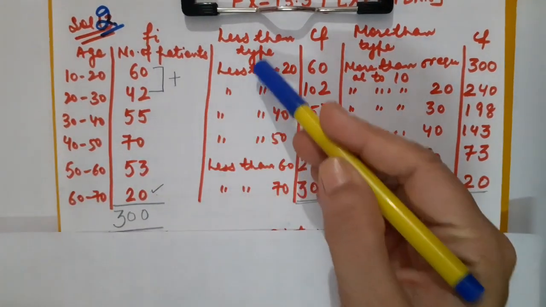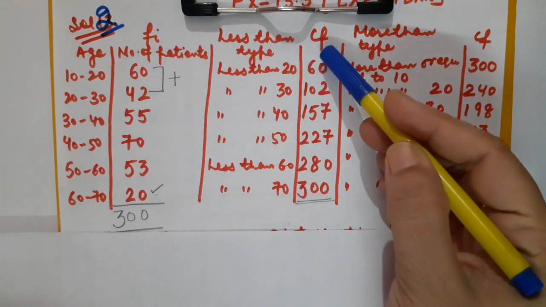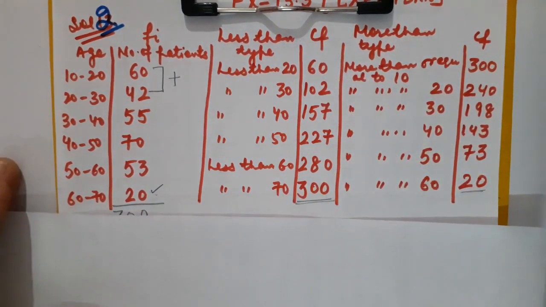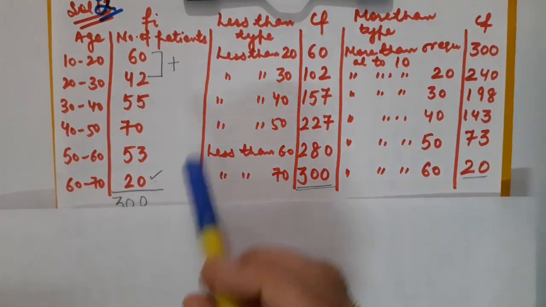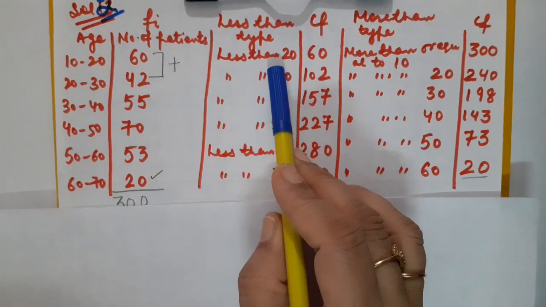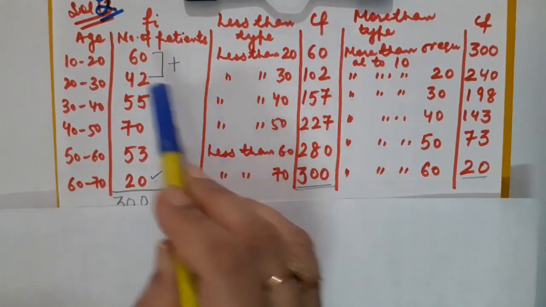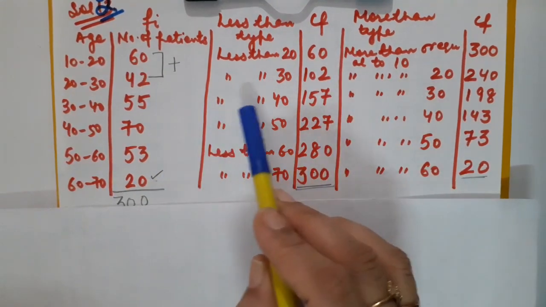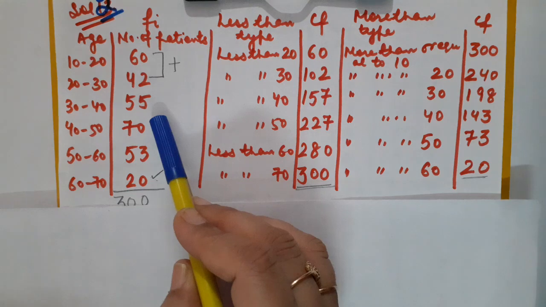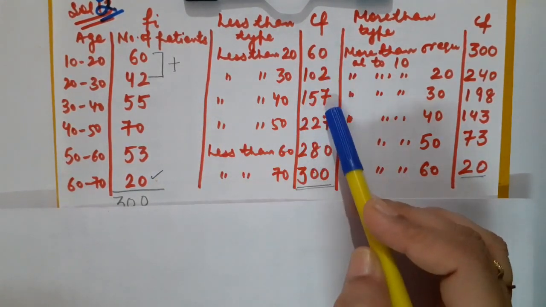You know, in a less than table we used to take upper limits, and in cumulative we are just going to cumulate all the frequencies, which is nothing but the sum of all the frequencies. So when I am talking about less than 20, in less than 20, 60 will come. Less than 30, the addition of both of these, that is 102. Less than 40, addition of all these three, or you can add 55 to 102, you can get 157.